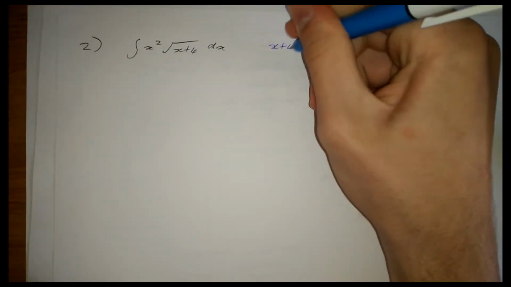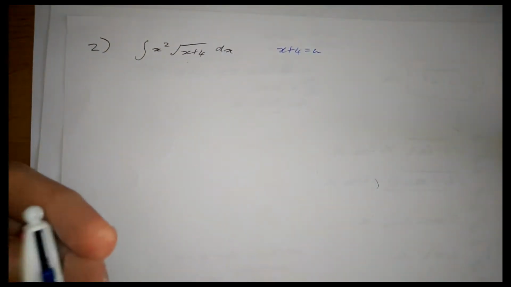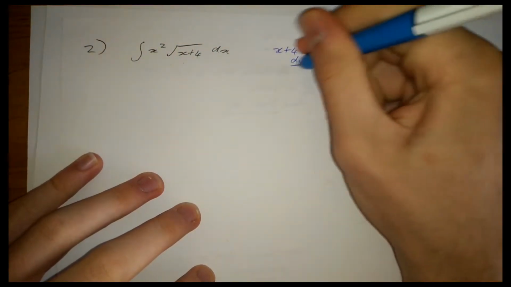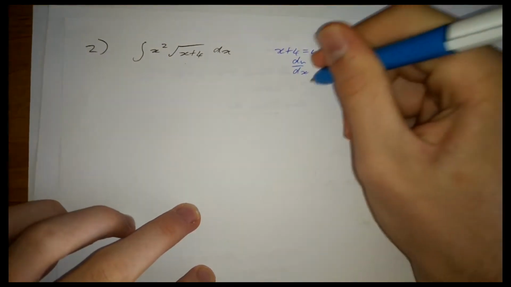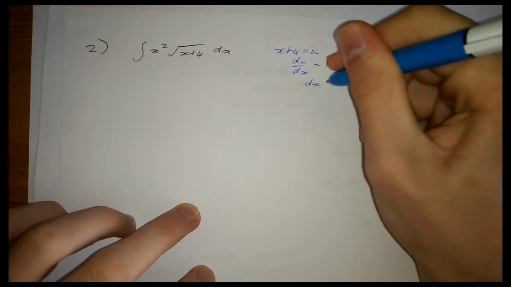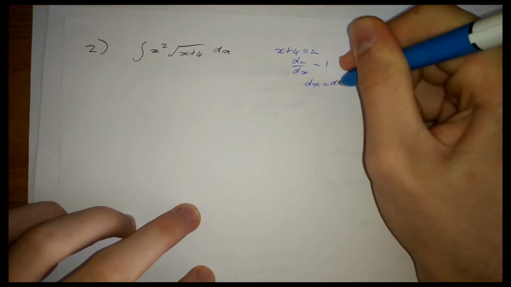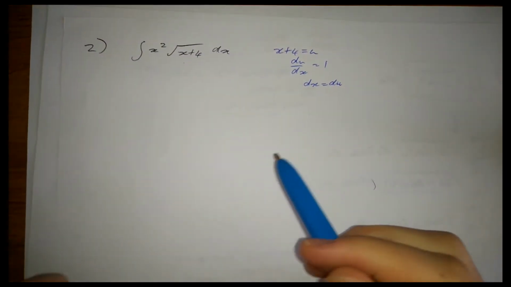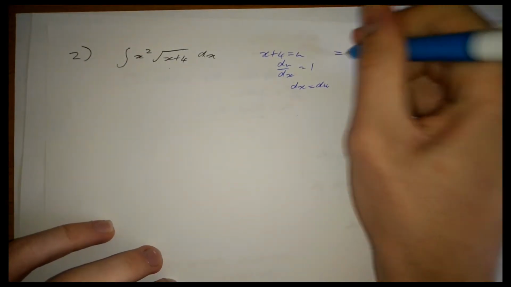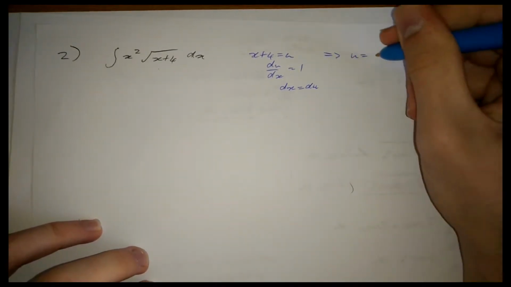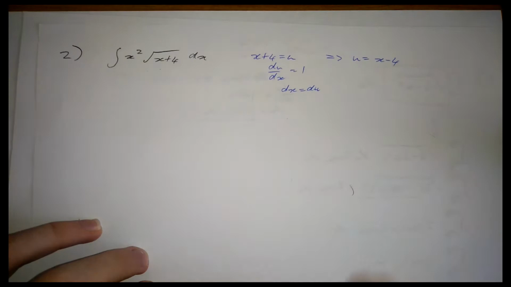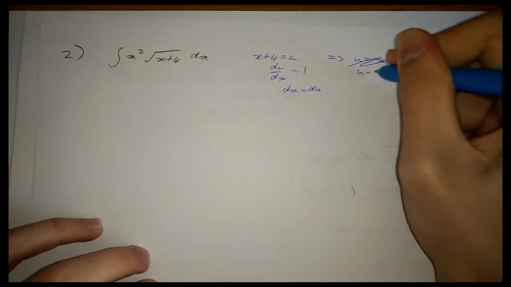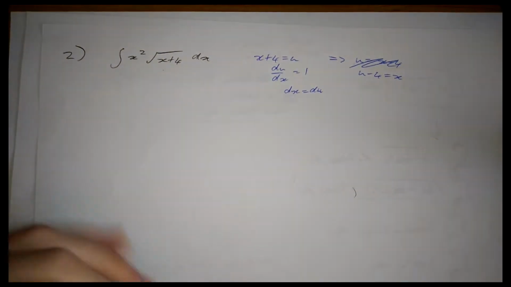But if we think about it, in order to eliminate this square root, we could just substitute in x plus 4 equals u, because by doing that, let's first differentiate this. du dx equals 1. Therefore, we can just change that to du without having to times it by anything. And also, u minus 4 equals x. Sorry, it's a bit early.